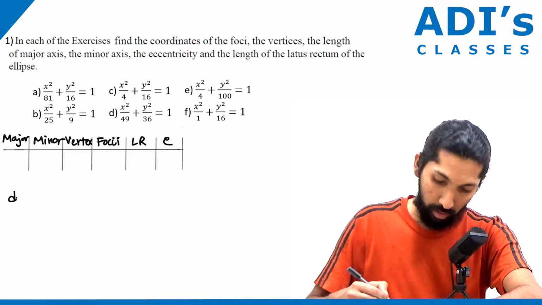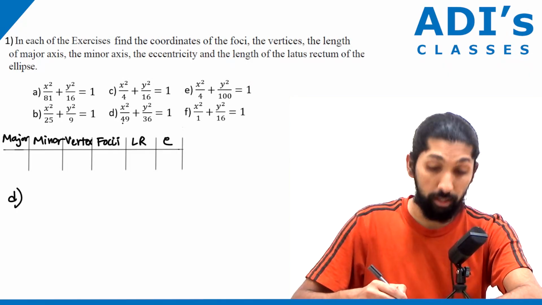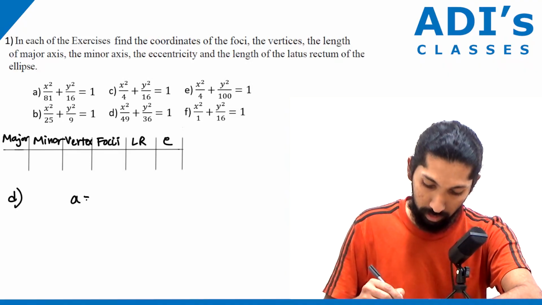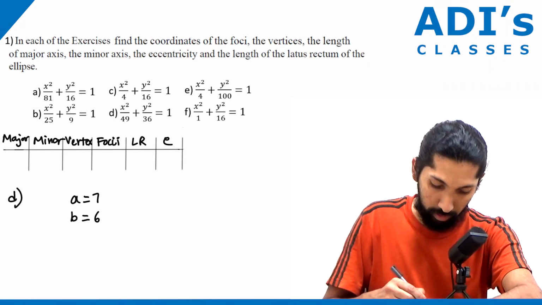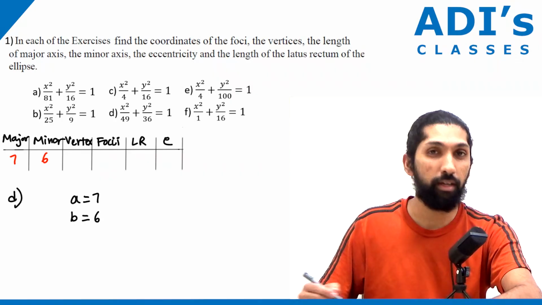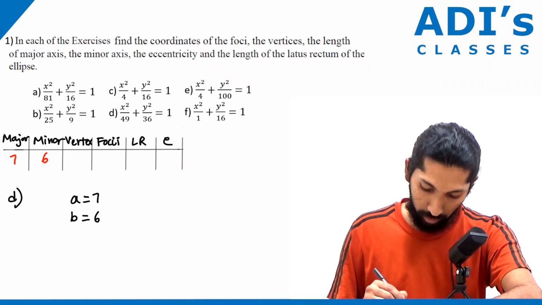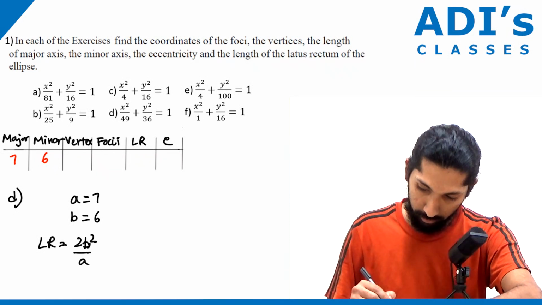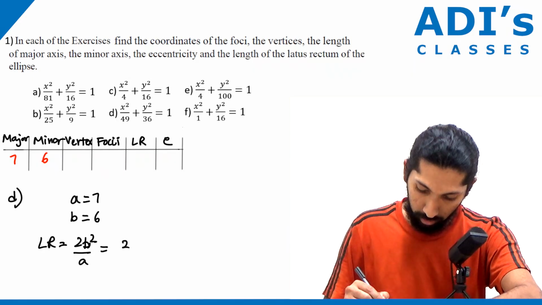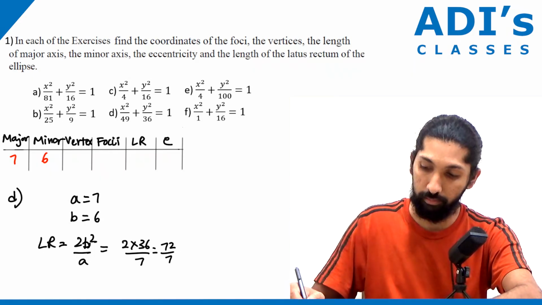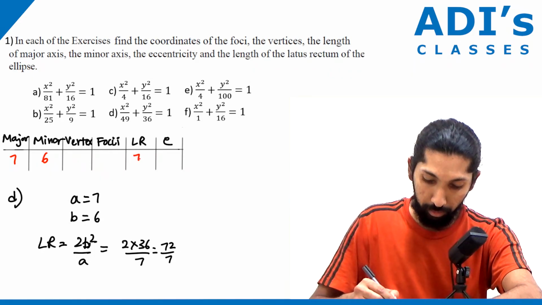See what you have. The A value is 7 because A square is 49. B value is going to be 6. So major axis is going to be 7. Minor axis is going to be 6. Now LR we can calculate. Very easy to calculate LR. So LR is equal to 2B square divided by A, which will be 2 into 36 divided by 7. So we have 72 by 7, isn't it? LR is 72 by 7 units.